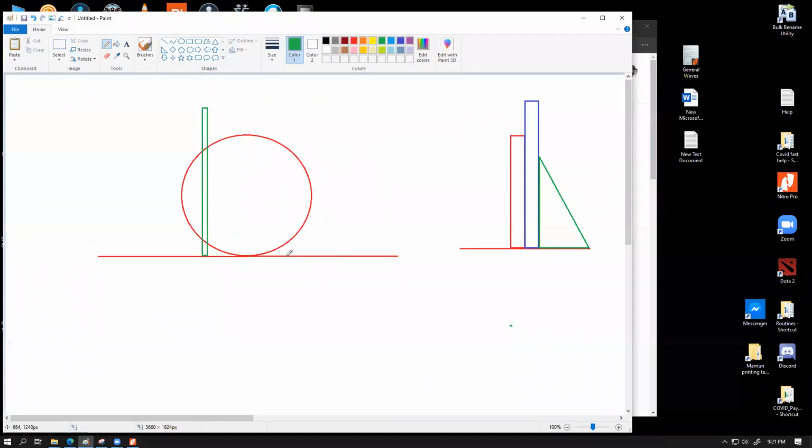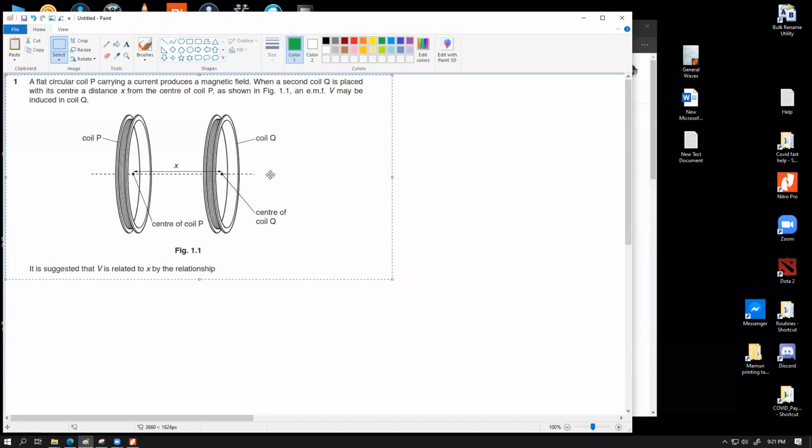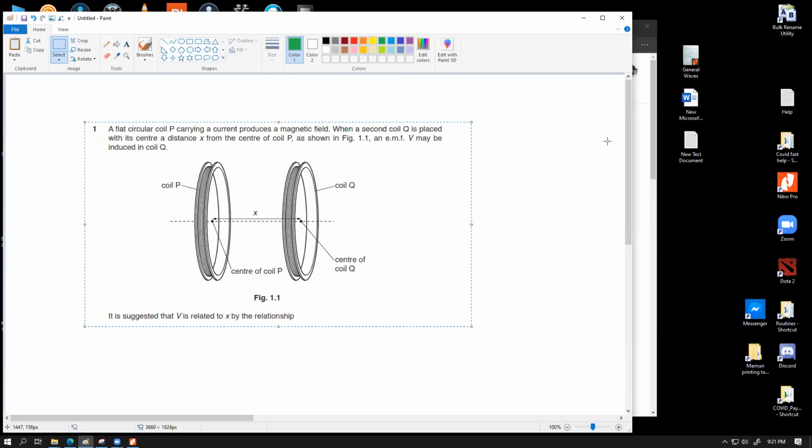We are inducing voltage in the secondary coil. So other than that, you cannot do this.